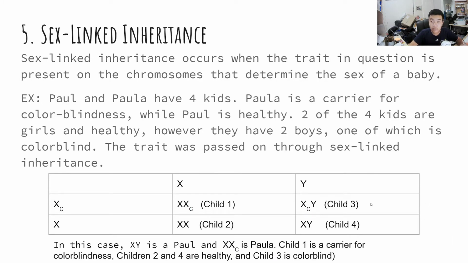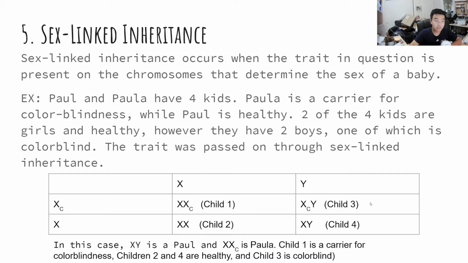And the 5th mode of inheritance that we usually talk about is sex-linked inheritance. This occurs when the trait in question is present on the chromosomes that determine the sex of a baby. The example we'll be using is once again Paul and Paula. They have 4 kids, and Paula is a carrier for colorblindness, while Paul is healthy. 2 of the 4 kids are girls and healthy, however they have 2 boys, one of which is colorblind. The trait was passed on through sex-linked inheritance.